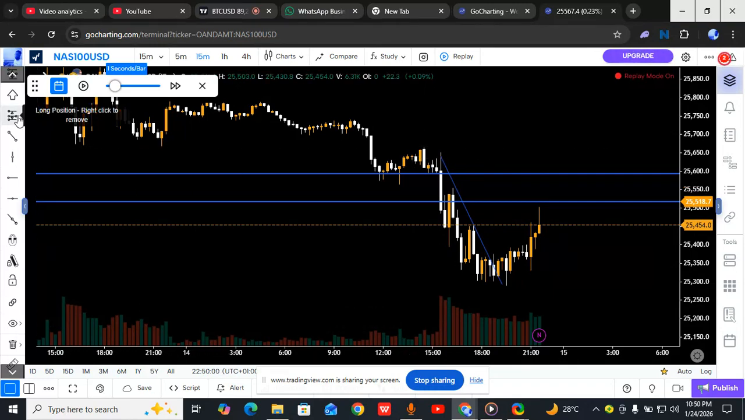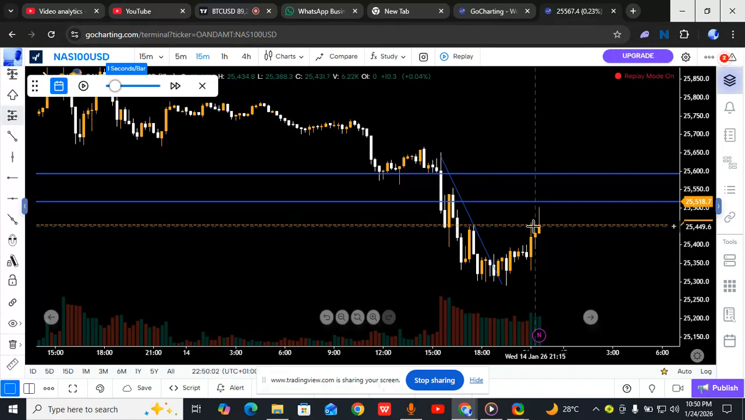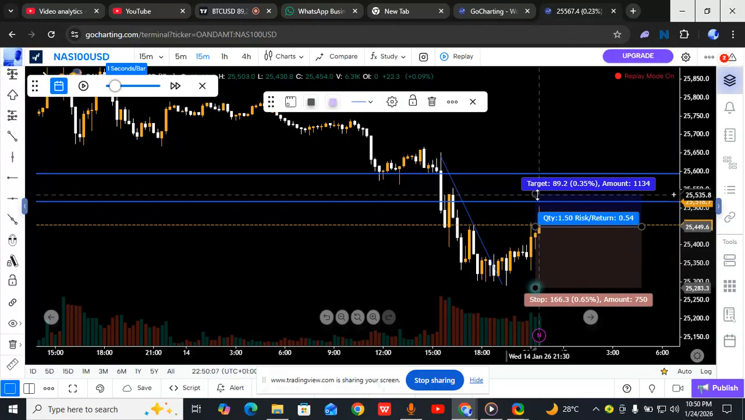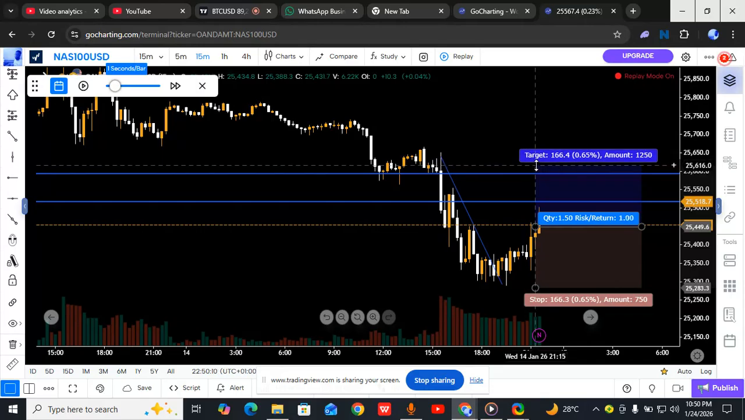So what you need to do now is to take out. This is where you enter your trade. Put your stop loss just below this low over here. And remember, guys, just 1 to 1.